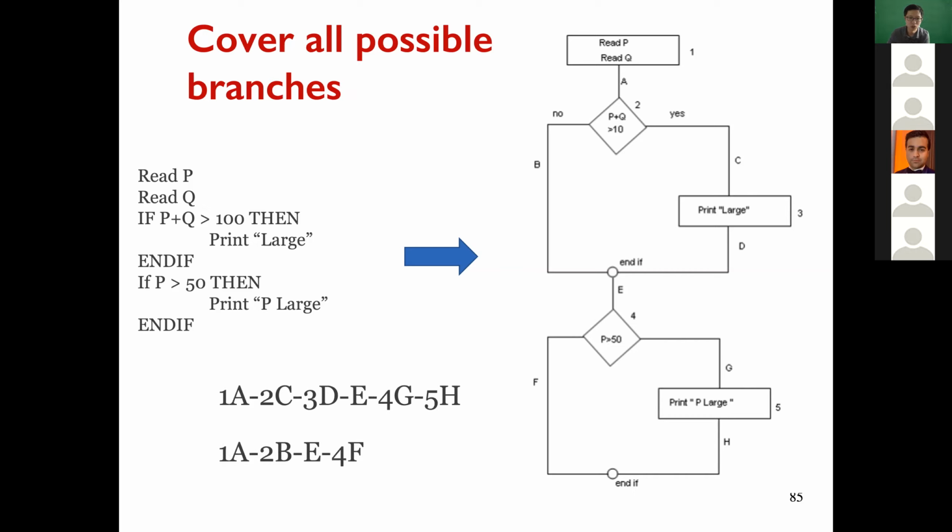The second, we want to test the path from A to B to E to F. So we cover the branches on the left. This will cover the other branches. We use 2 tests to cover all the branches, right?